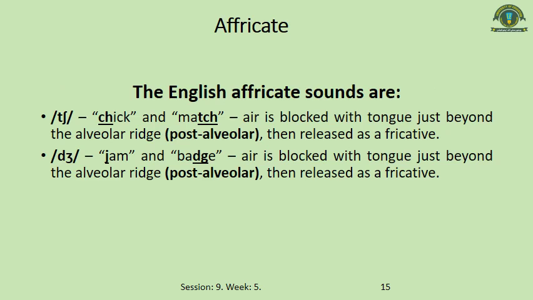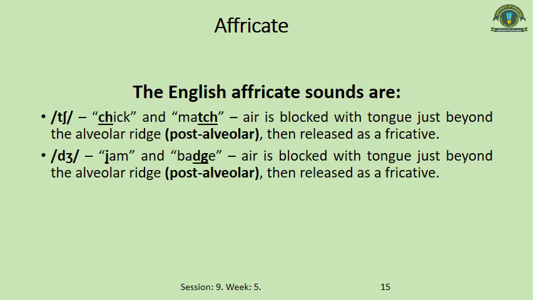Let's try to understand the affricate English consonants, which are how many? Two. Absolutely right. Now, the first English consonant that is an affricate is ch. Ch. Chick. Match. Not only these two words, but you can use as many words containing the sound ch.